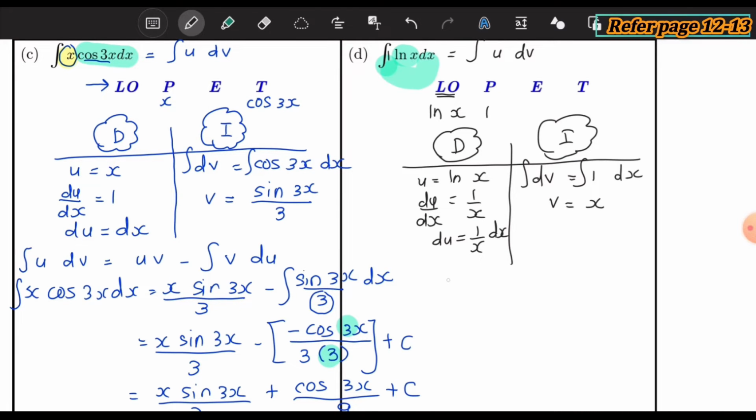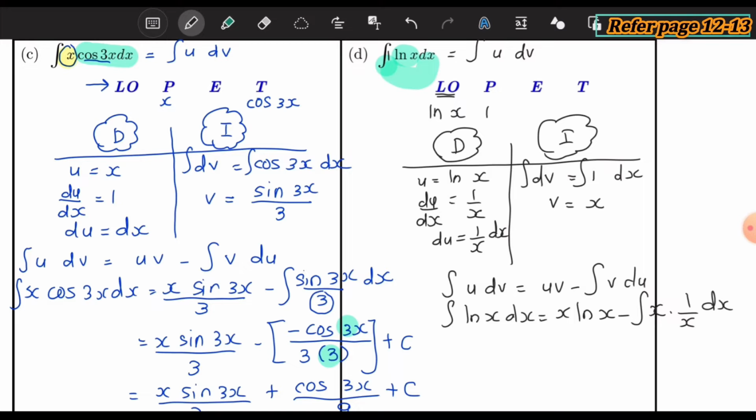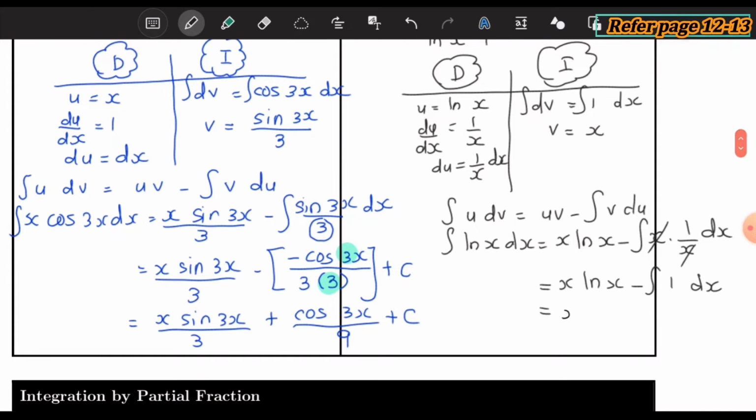Now, we copy the formula, integrate u dv equal to uv minus integrate v du. For this question, we have integrate ln x dx equal to uv, x ln x, minus integrate v is x, du is 1 over x dx. For v du, x can be simplified with x here. So we have x ln x minus integrate 1 dx. Therefore, the answer is x ln x minus x plus c.